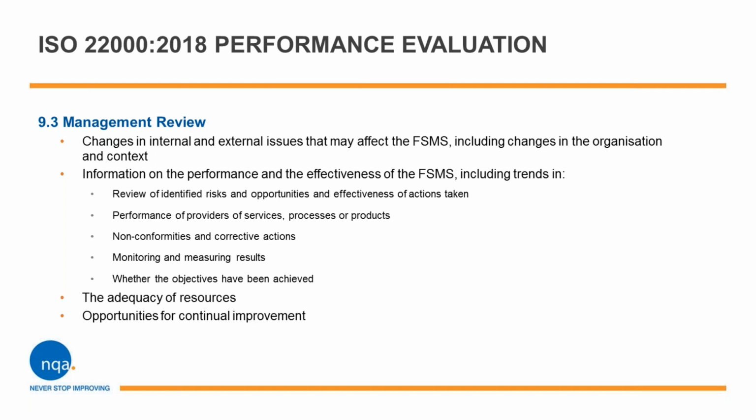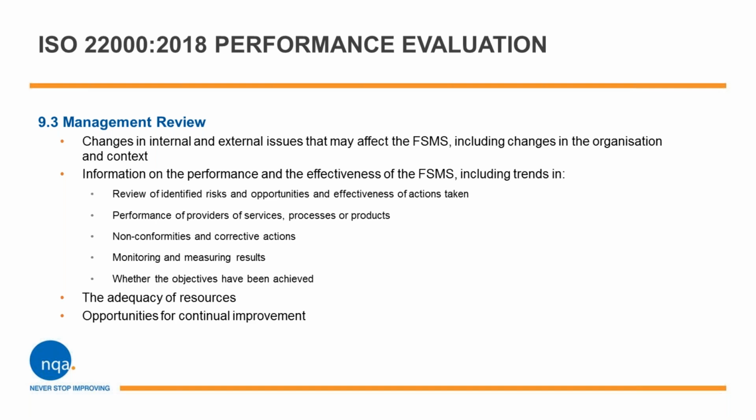Also, information on the performance and effectiveness of the food safety management system, including trends, review of identified risks and opportunities, and effectiveness of actions taken, again a new requirement. Performance of providers of services, processes, or products. Remember that, for example, the pest control company that does these activities for us, or the cleaning company that we have externalized for doing these activities, or if another external organization is doing the labeling for us, we need to really check their performance, okay? And we need to discuss this during the management review meeting.